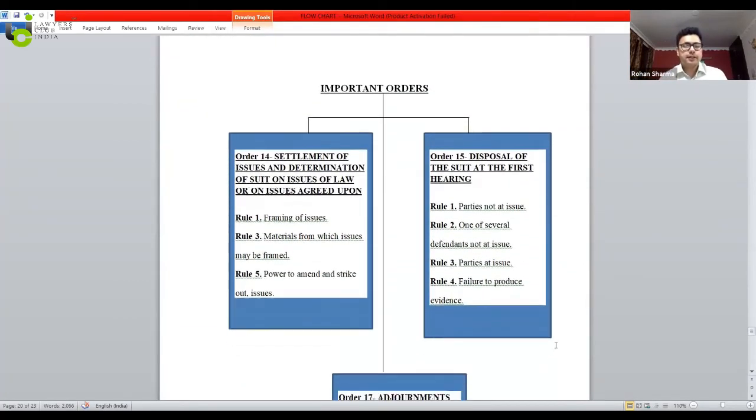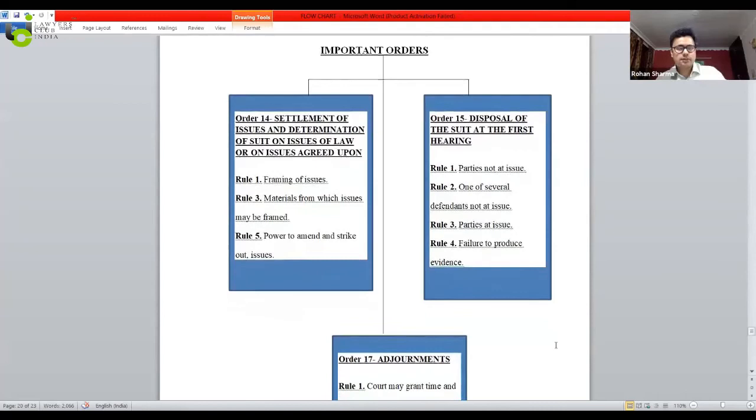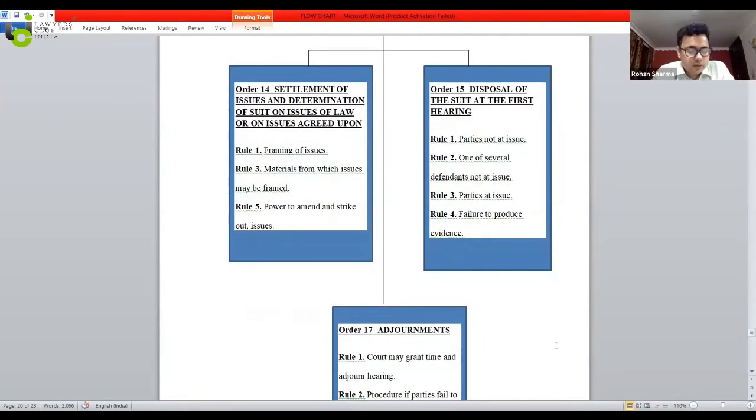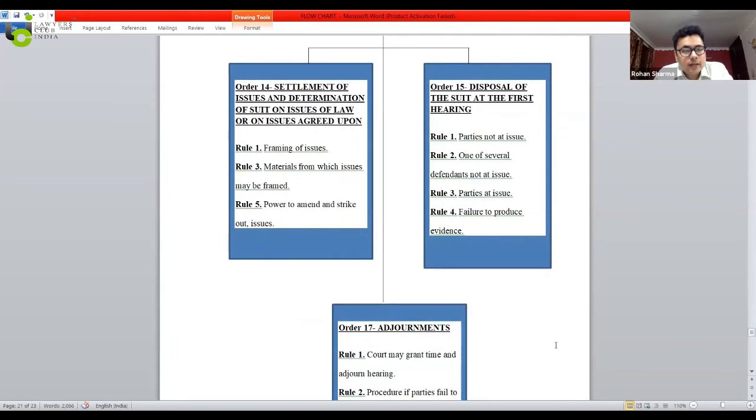Okay. Then again, the ancillary orders, in cases where there is settlement of issues: in what manner there can be settlement which can be assisted by the court, in case there are certain issues that can be framed for settlement, how and in what circumstances these issues can be framed, what materials the court can resort to while framing such issues, is what this order talks about.